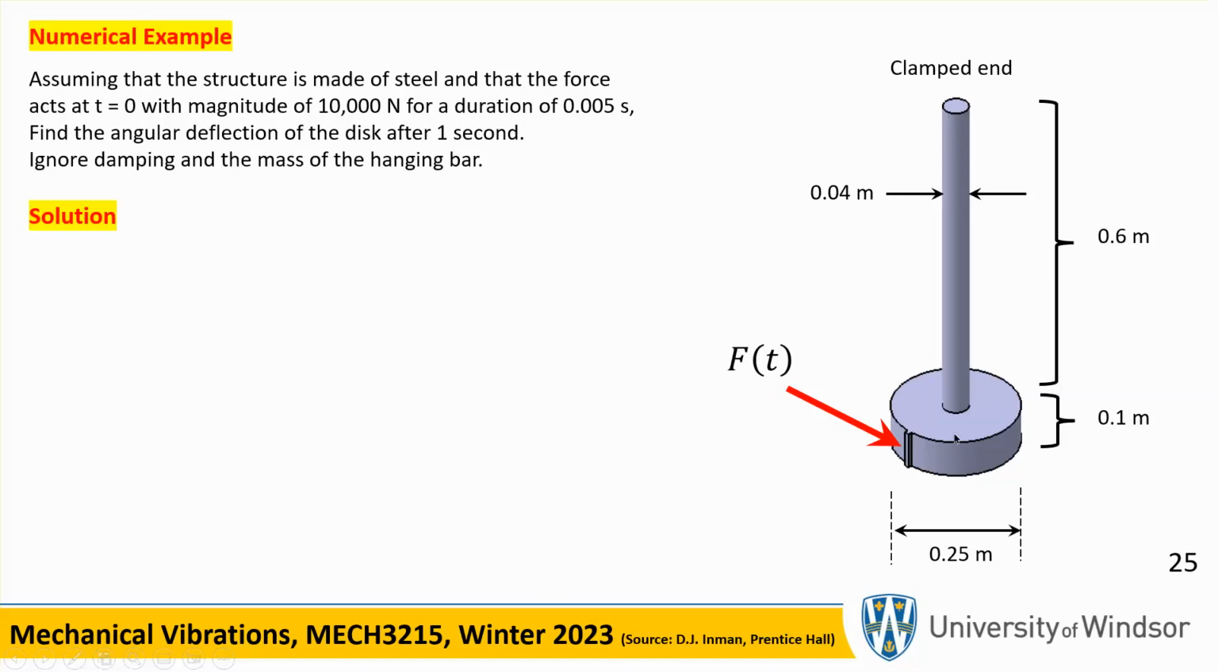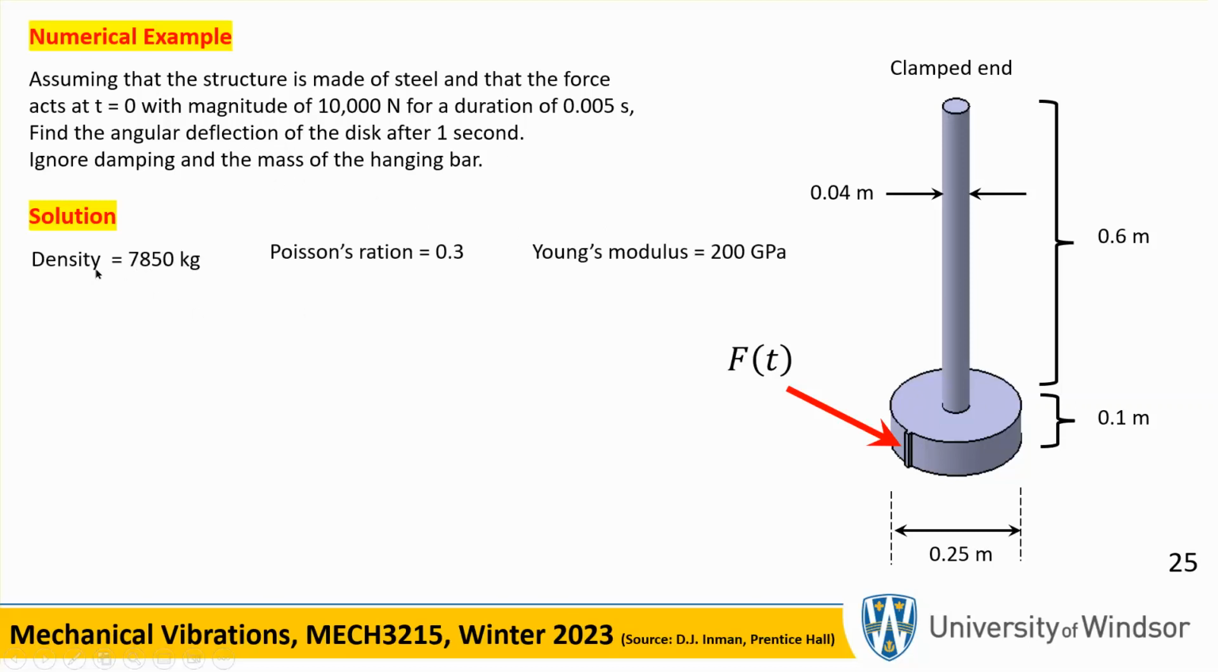Therefore, it gives you a very short duration moment. Okay, and we want to find the angular deflection. First of all, solve it and find the angular deflection, by how much does this thing rotate. Think about it like that. Angular deflection means rotation after 1 second.